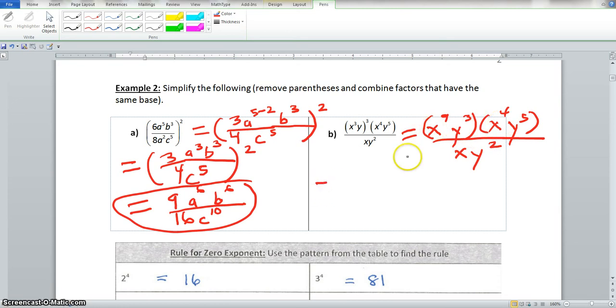Now, x to the 9th times x to the 4th would give us x to the 13th. y to the 3rd times y to the 5th is y to the 8th. Same base, you add the exponents, and we will have x to the 13th y to the 8th.